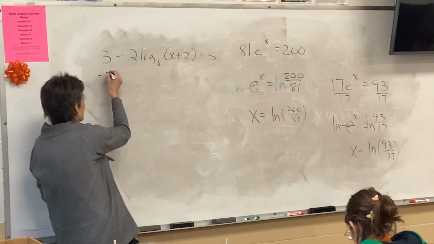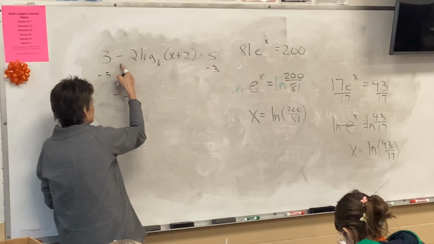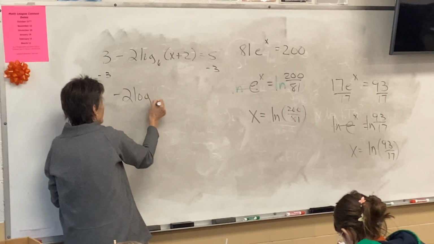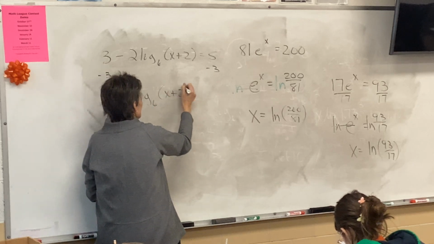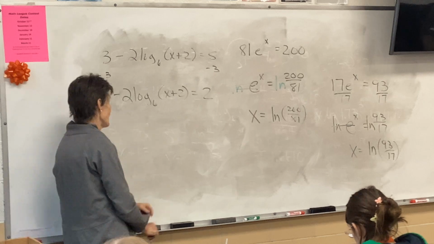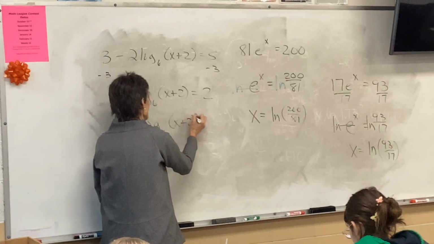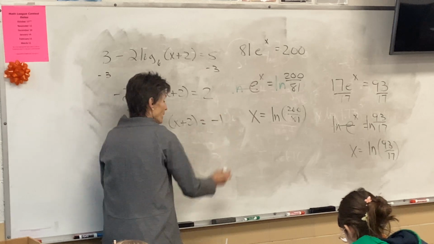That seems like a wonderful plan. So negative, don't forget the negative there. Negative 2 log base 6 of x plus 2 equals 2. Divide by negative 2. So log base 6 of x plus 2 equals negative 1.